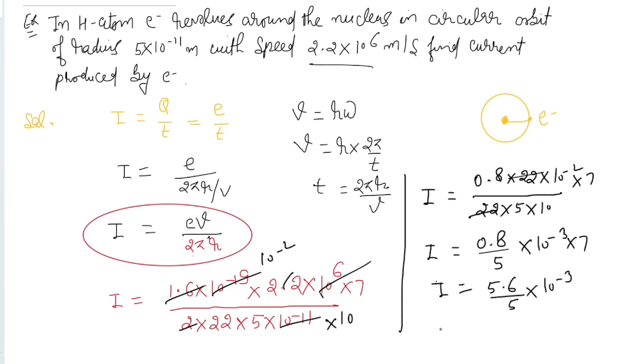तो अभी आप इसको सिंप्लीफाई करेंगे, तो it is 1.12 into 10 to the power -3 ampere, or it comes around, the answer is 1.12 milli ampere. क्लियर है?